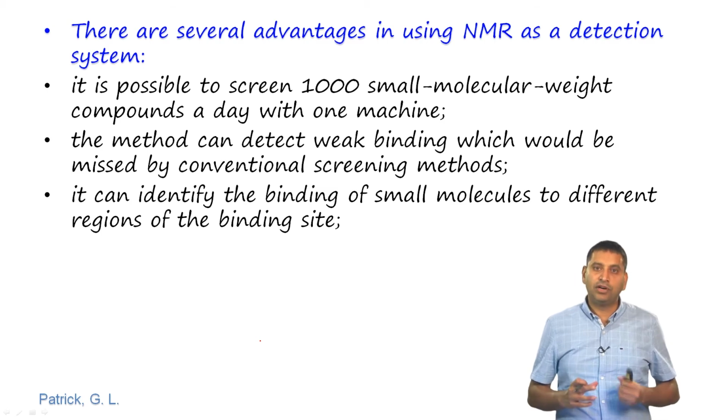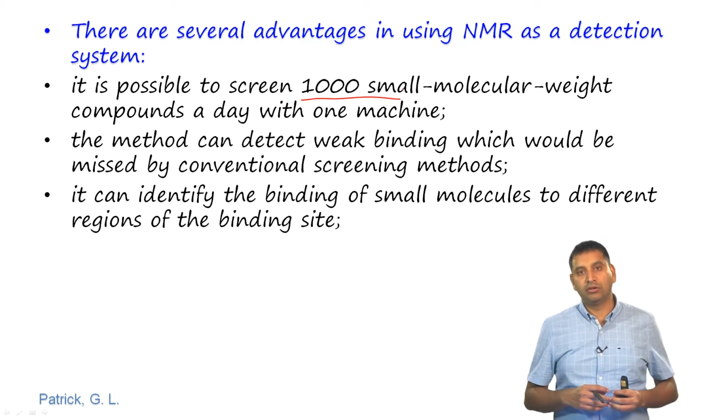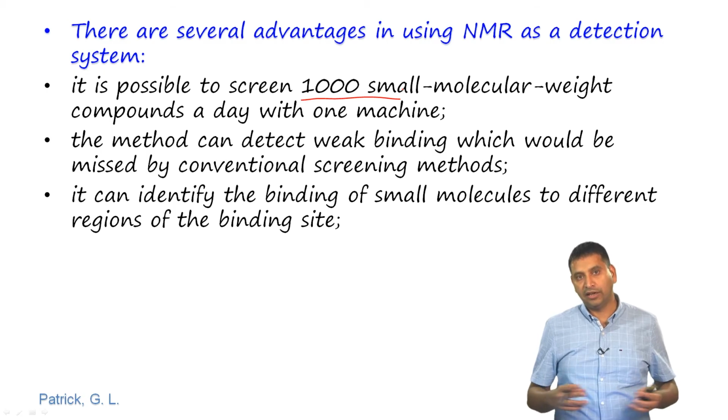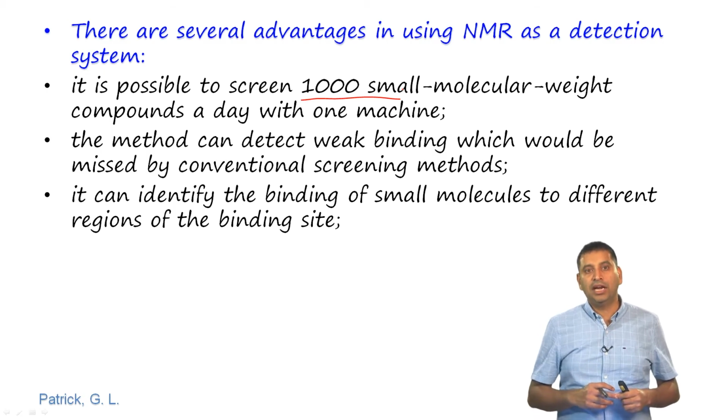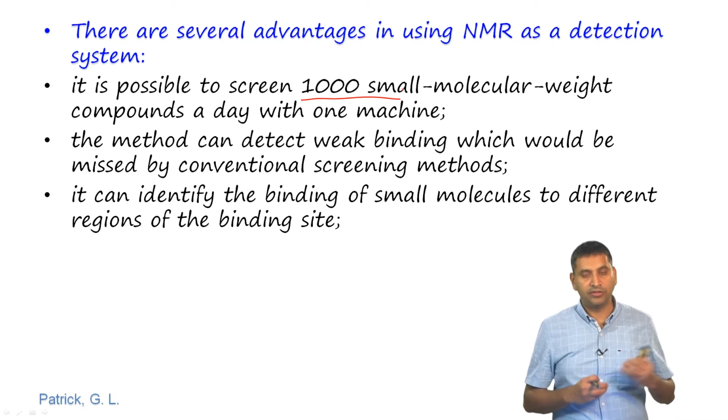So, there are several advantages to using NMR as a detection system, because one of the advantages is that it is possible to screen, let us say, 1,000 small molecular weight compounds in a day with one machine. And the method can also detect weak binding, which would be missed by conventional screening methods.